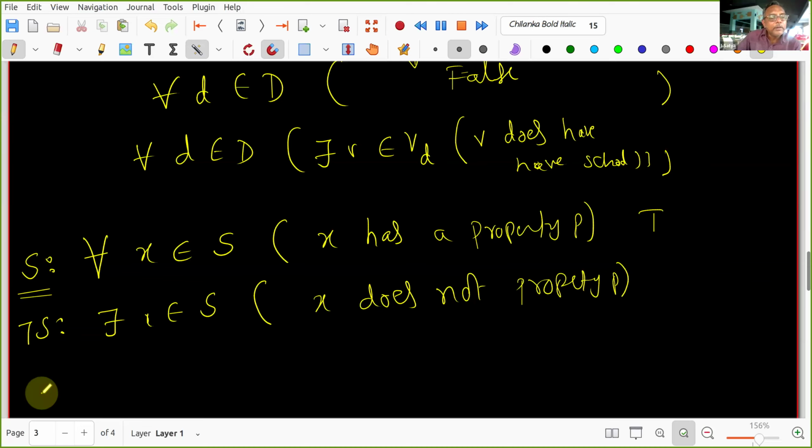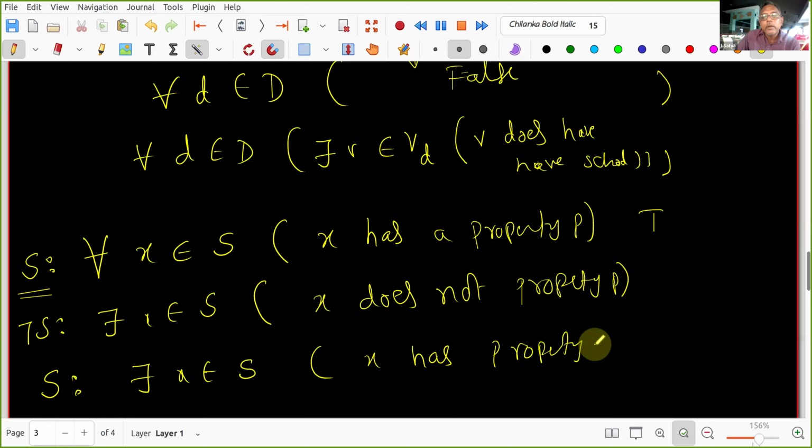What about this? My statement is this. One can find an X in S such that X has a property P. What is the negation of this? Before going to that, ask when this becomes true. I told that there is an X in S. X has a property P. When is this true? How many X do I have to check whether it is true or not? Every X I have to check. That's why I asked you to think about when it is true, right?